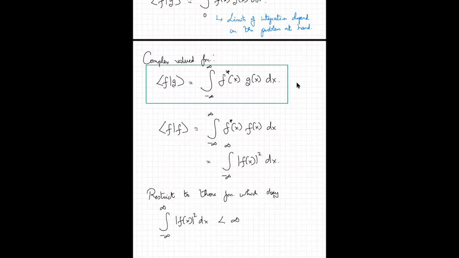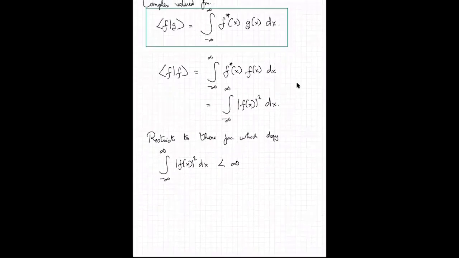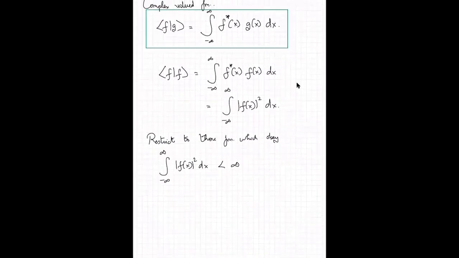It should be less than infinity. If there are functions that do not obey this, then we don't consider them to be legitimate functions in the Hilbert space or linear vector space that we are operating in. So this is an important point to understand. And functions that obey this condition, that the length square does not diverge, there's a special name for them.